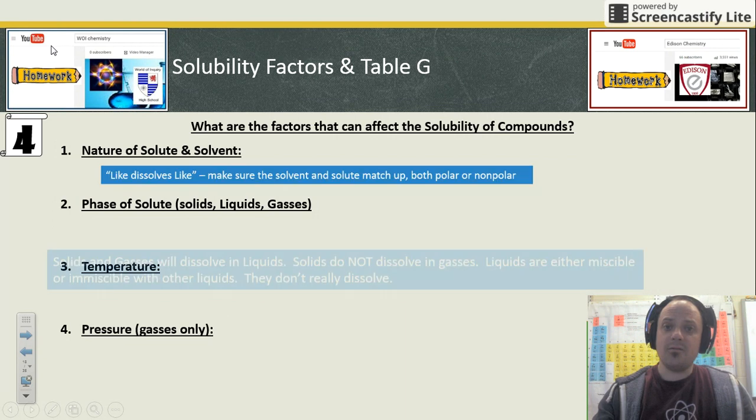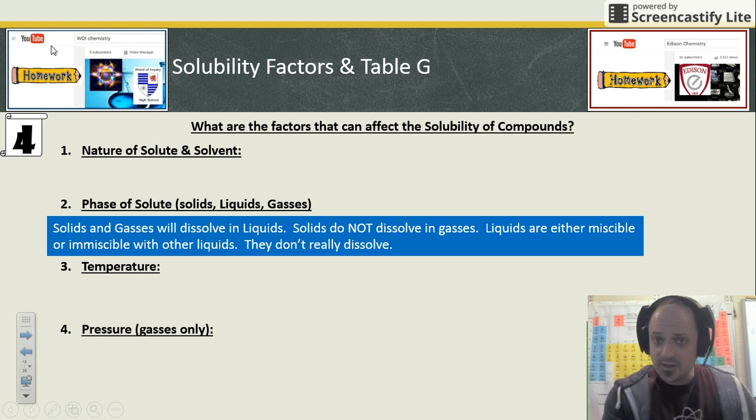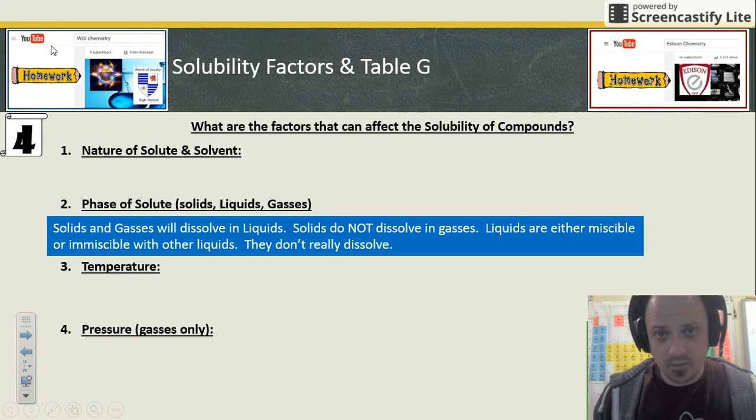Now the phase of the solute. So solids, liquids, and gases. Solids can dissolve in liquids. Gases can dissolve in liquids. Liquids dissolving in other liquids isn't technically what they're called. It's not really dissolving because they're both liquids. So they're miscible, meaning they can mix, or immiscible, meaning they cannot mix. That's where the polarity, like dissolves like, comes into play.